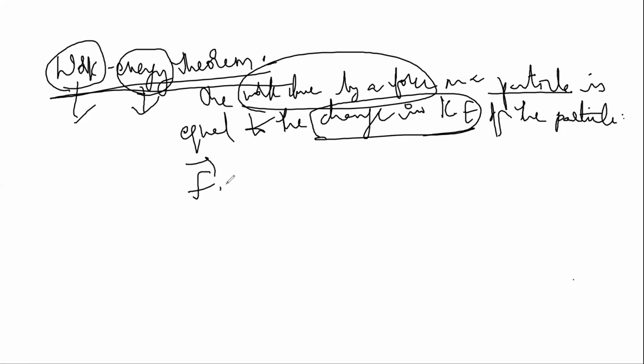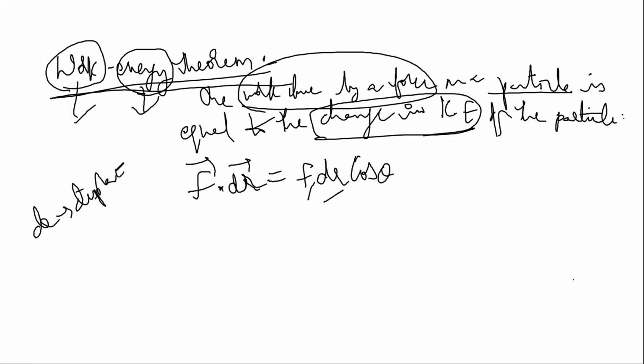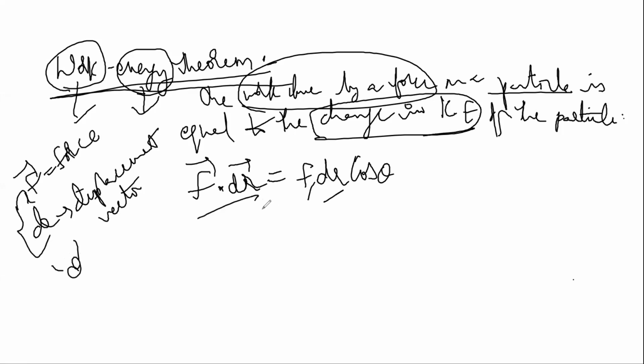You all know what the work done is: force into distance. If I have a displacement dr, then F dot dr will be F dr cos theta, where theta is the angle between the force and the displacement vector dr. Here dr is the displacement vector and F is the force acting on the particle. The angle between F and dr is theta. Then F dot dr, the work done, is F dr cos theta.